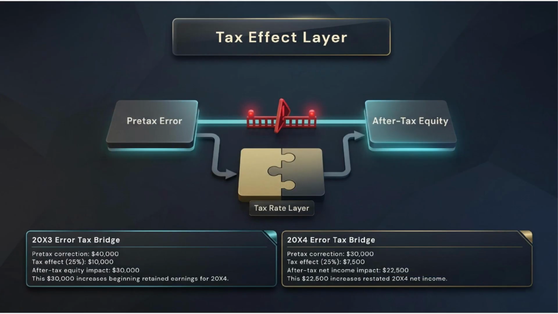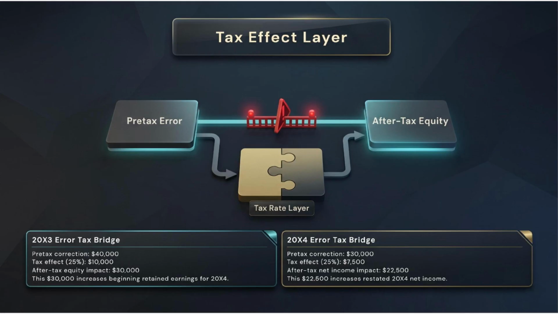The tax layer is not optional. One of the most common errors in restatement calculations is moving directly from pre tax correction to retained earnings without considering tax. For the 20x3 error, the pre tax correction is $40,000, tax effect is $10,000, and after tax equity impact is $30,000.